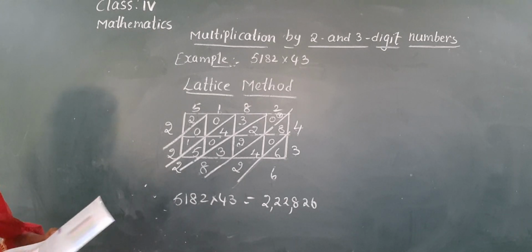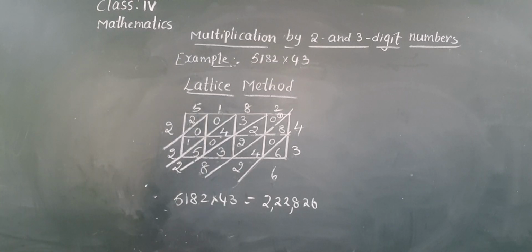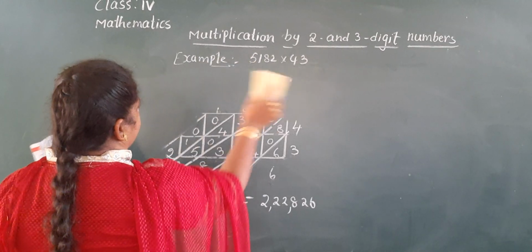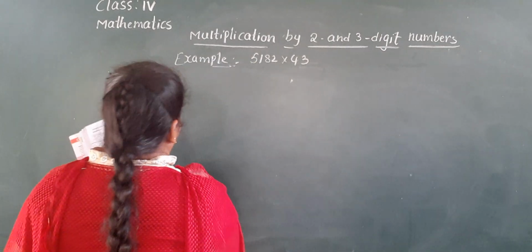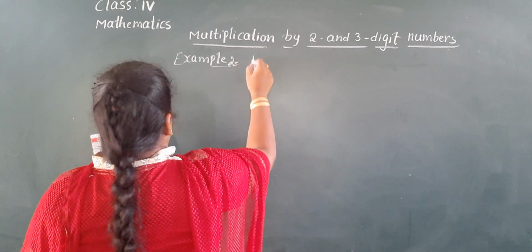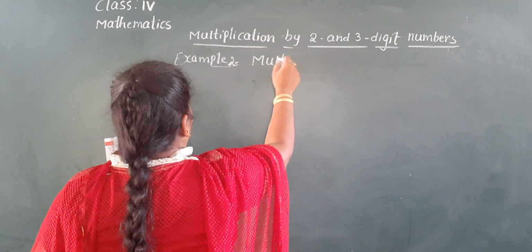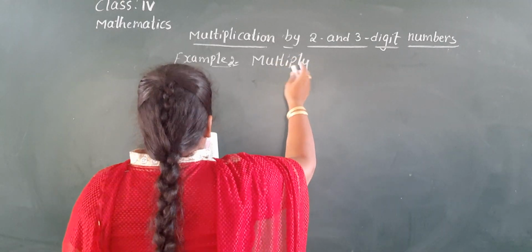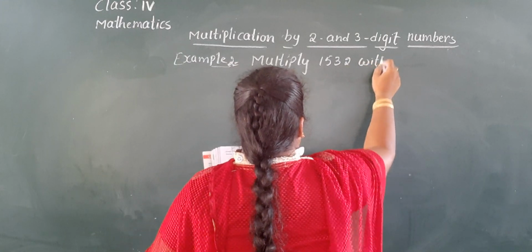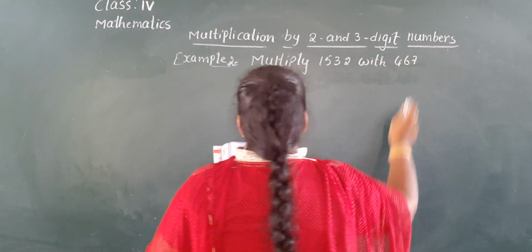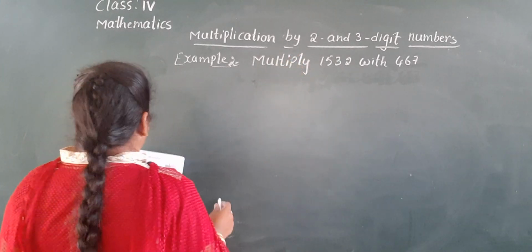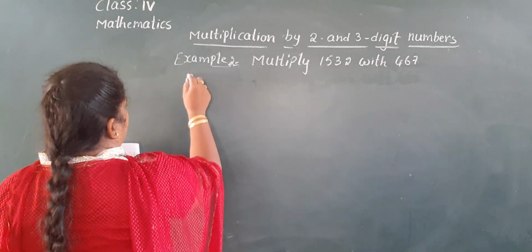Okay. Now example 2, Nana. Example 2, we do both lattice method and column method. So multiply 1532 with 467. So 3 digit number, Nana. Now we'll do the multiplication by 3 digit number. Okay, first we'll do lattice method.